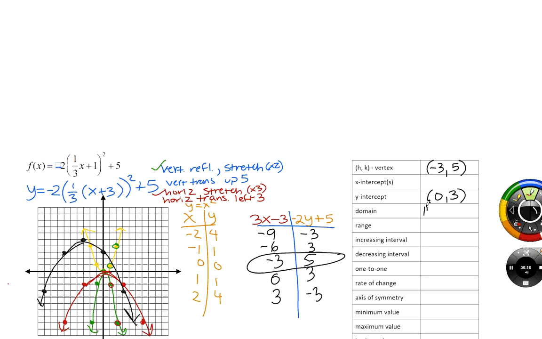Domain is still all real numbers. For the quadratics, it should stay that way. What is the range for this specific function? Brandon? Good. Or from negative infinity to 5.